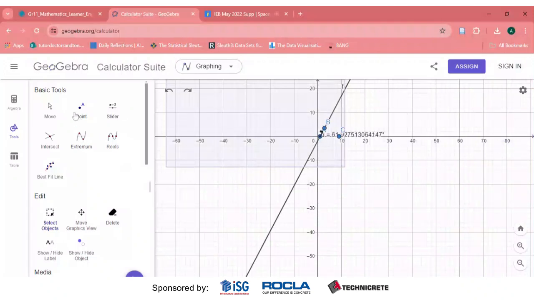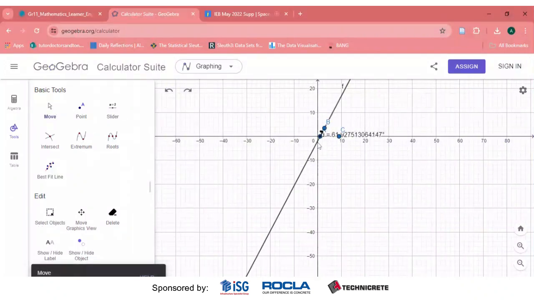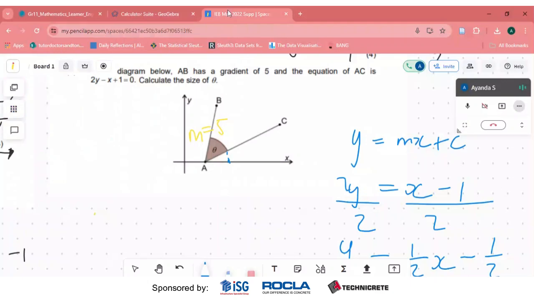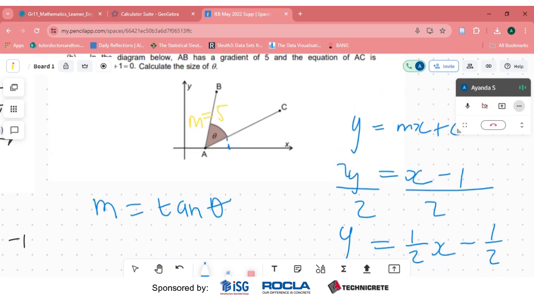It's not allowing me to move, but if we move this line, it's going to change the gradient, and that in turn is going to change the size of alpha or of theta. So we know that in our formula sheets, we even have this formula: m is equal to tan theta. But this formula comes from the angle of inclination.